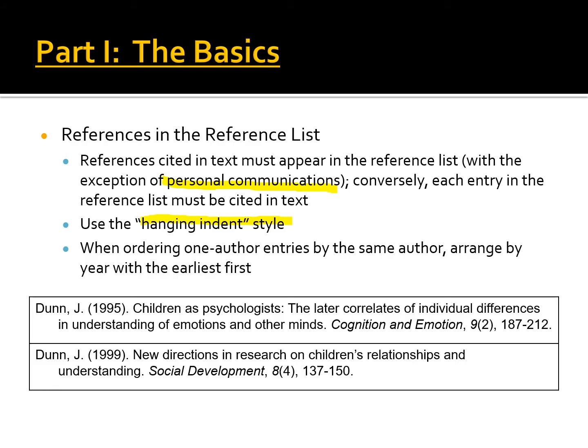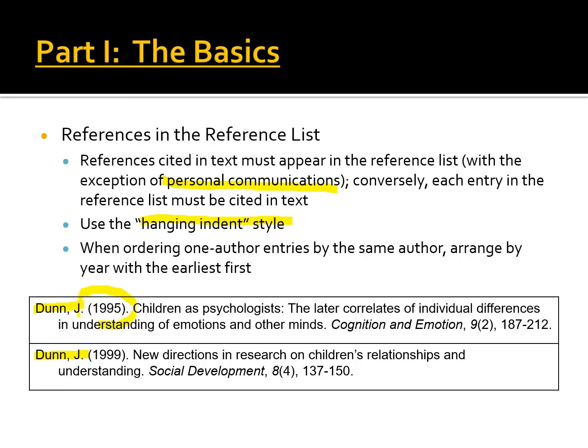When you are ordering entries by the same author, they should be organized with the earliest first. So, of course, I said earlier that the reference list, first of all, is alphabetical. So authors with the last name A come before those with the last name B, come before those with the last name C, etc. But what happens if you have two entries by the same author, as you can see in this example here? Well, then they are organized chronologically.